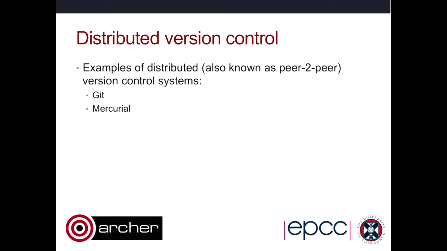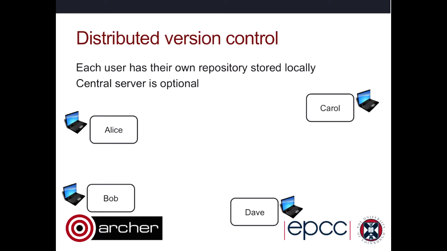Right, so let's look in contrast at distributed version control. Examples of distributed version control systems are Git and Mercurial. These are also known as peer-to-peer version control systems for reasons that you'll see. In distributed version control, each user has their own repository stored locally. You do not need a central server. It can be convenient, as we'll see later, to have a central server, but in principle, you don't need it.